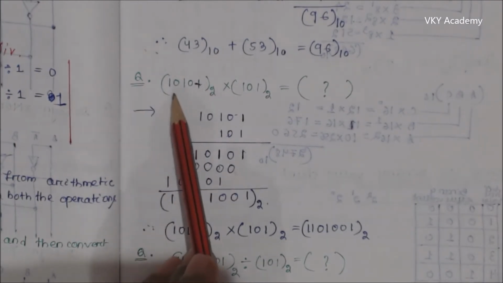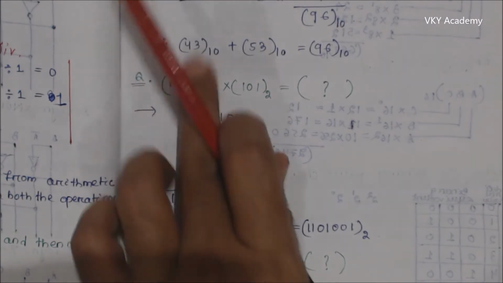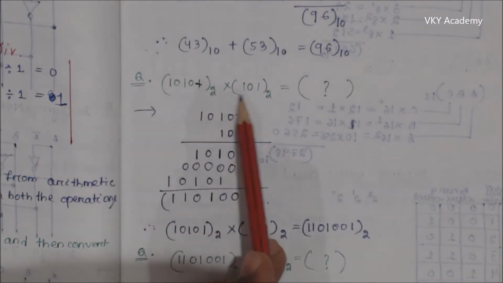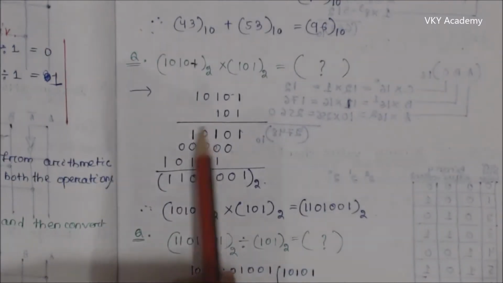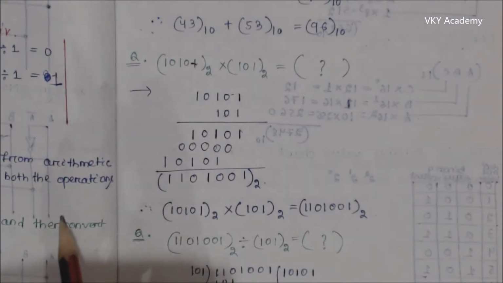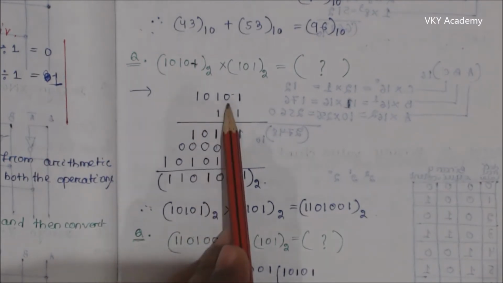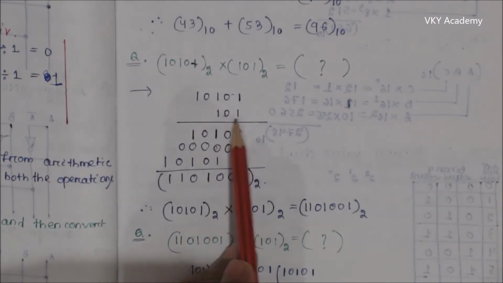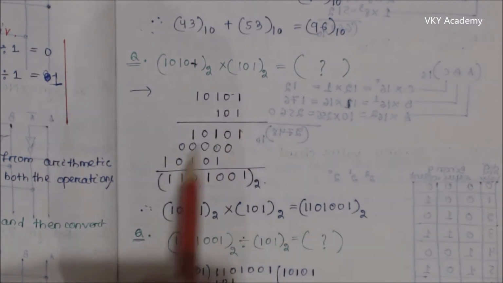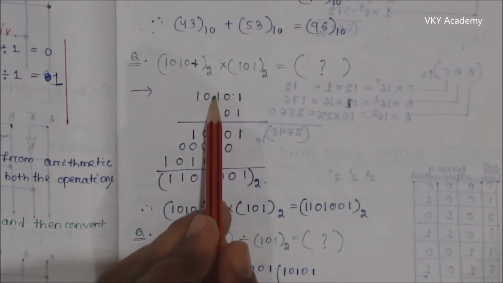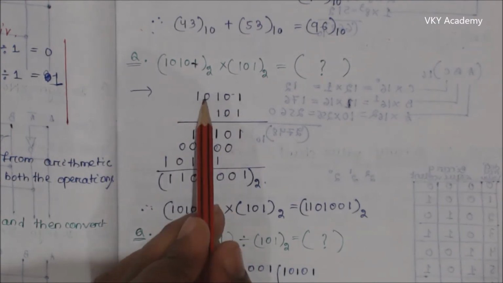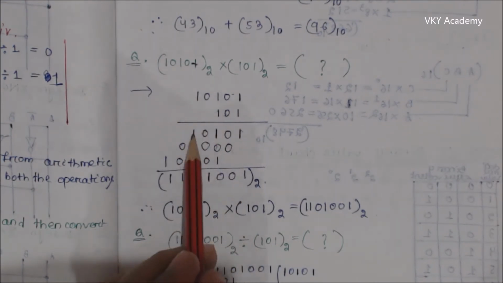The question is 10101 into 101 base 2. Let us perform the multiplication. So the most conventional method for multiplication is: 10101 is the first number, and the second number is 101. 1 into 1 is 1, 1 into 0 is 0, 1 into 1 is 1, 1 into 0 is 0, 1 into 1 is 1.